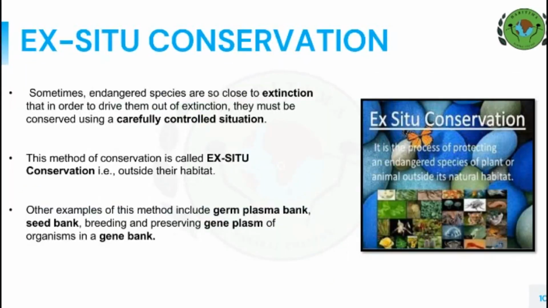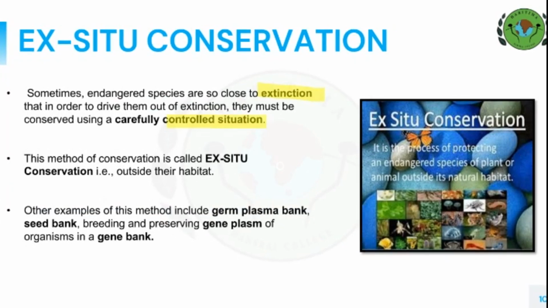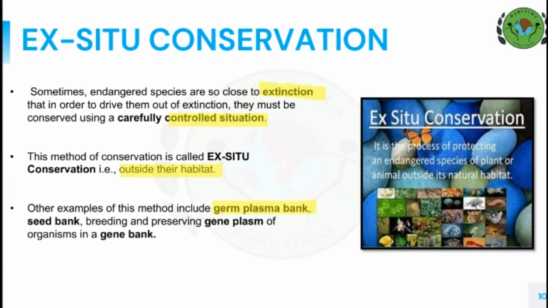Now, ex-situ conservation. Sometimes endangered species are so close to extinction that in order to drive them out of extinction, they must be conserved in a carefully controlled situation. This method of conservation is called ex situ, that is, outside their habitat. We basically use this when only one or two birds or organisms are remaining. At that time we do ex-situ conservation. Other examples of this method include germplasm banks, seed banks, and breeding and preserving germplasm of organisms in a gene bank.